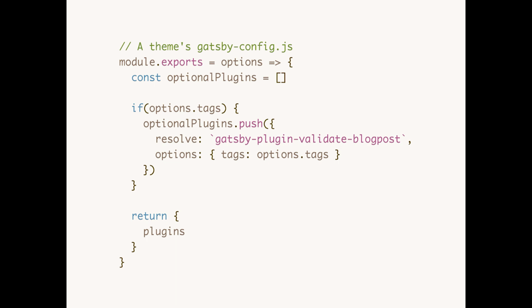And Gatsby configs can be a function for themes. They can't be a function in regular sites, but they can be a function in themes, which allows you to take these options and totally change how you construct the Gatsby config as a result of those options. So in this case, we add a validation plugin for our tags. This plugin doesn't exist, so don't try to go install it.